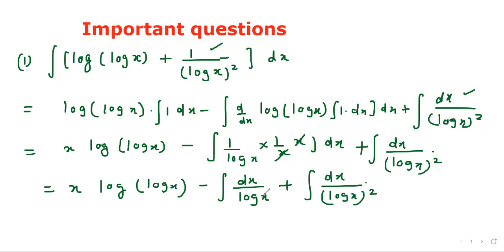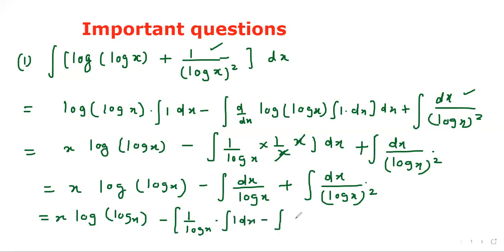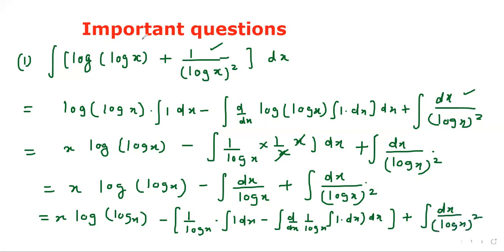We further integrate it. We take 1 upon log x as first function and 1 as second function. So x log x minus 1 upon log x into integration of 1 dx minus d upon dx of 1 upon log x into integration of 1 dx whole dx plus integration dx upon log x whole square.